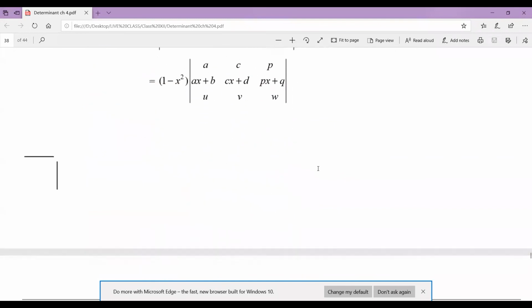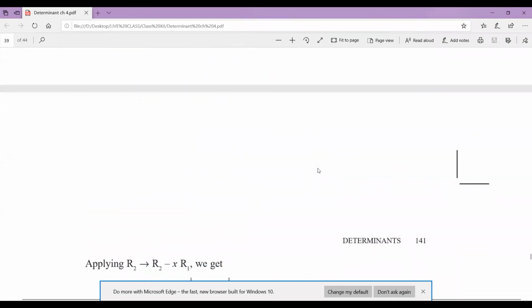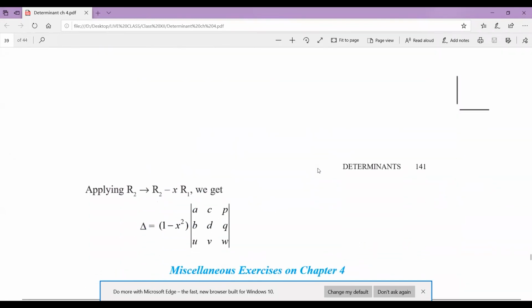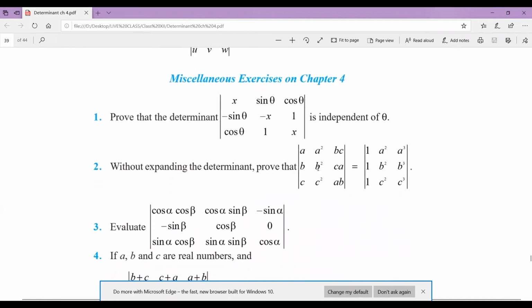And does anyone have any doubt? Gauri, Aditya? Anyone having a doubt can ask right now. No, sir, no doubts.